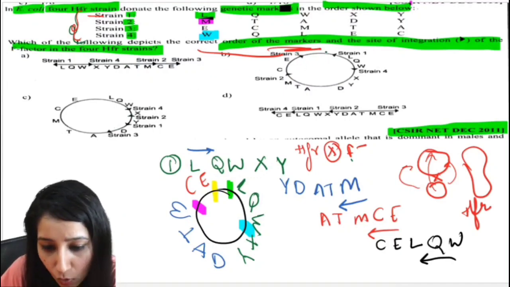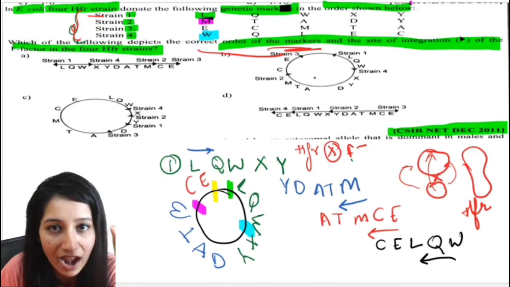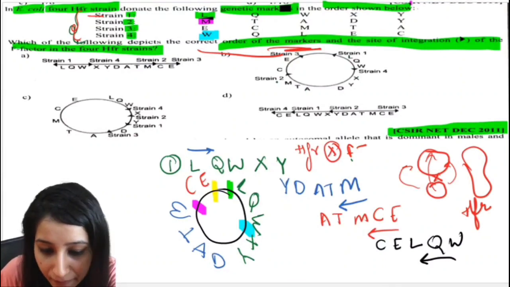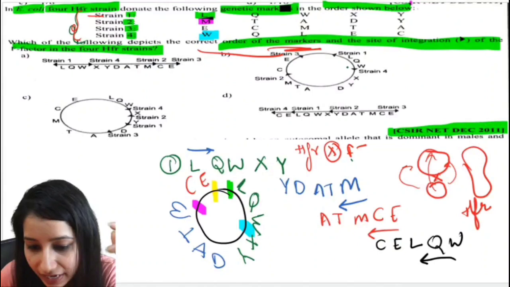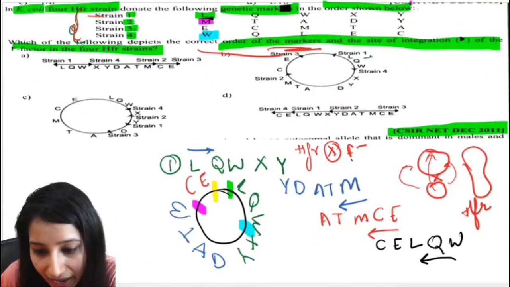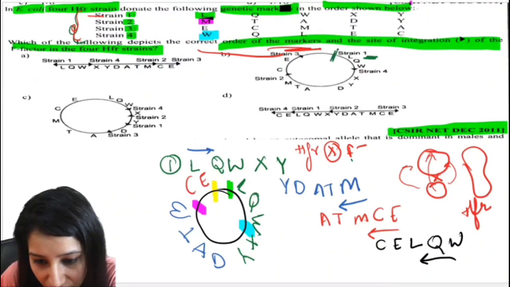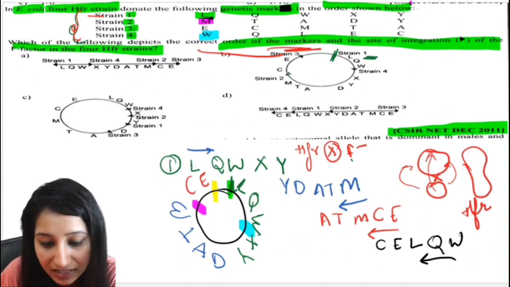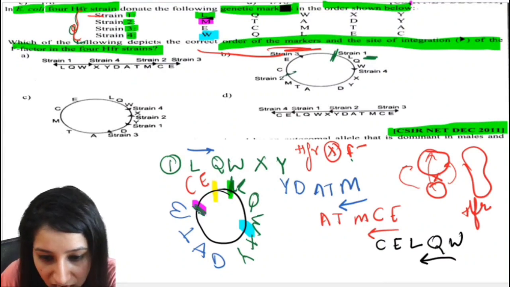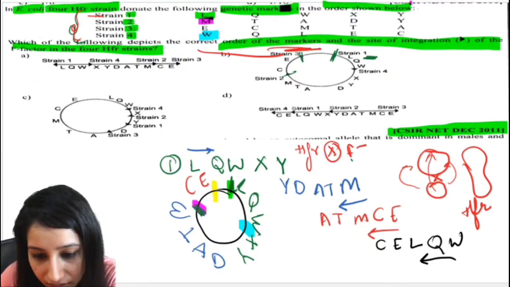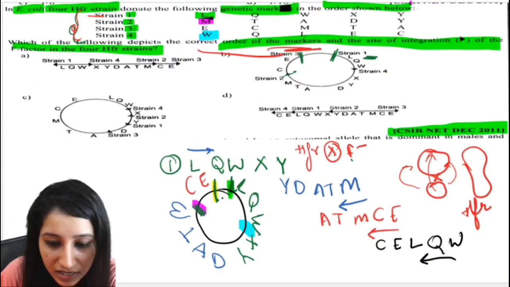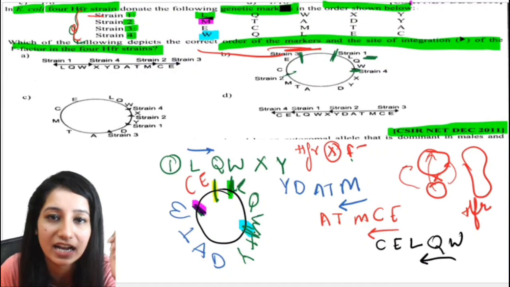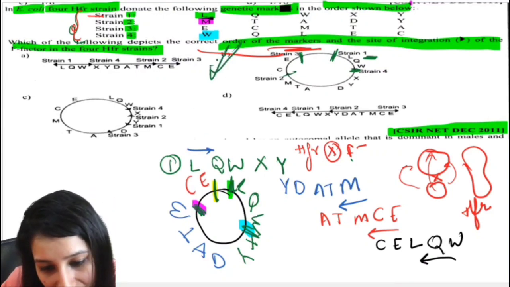If I go to the second option, first of all we have to see which is matching with the sequence. Here the sequence is L, Q, W, X, Y, D, A, T, M, C, E. So it matches perfectly. Then I will go through the sequences one by one. In the first strain, the F factor is attached before L. This is correct. In the second, it is attached before M, and here also it is attached before M. In the third, it is attached before E, and here also before E. And in the fourth, it is attached before X, and here also before X. So which option is correct? Option B is totally correct.